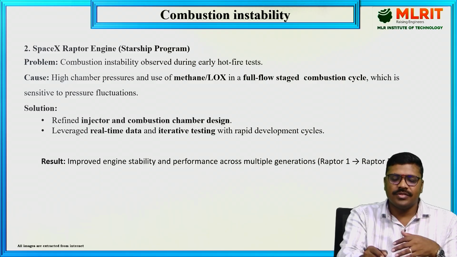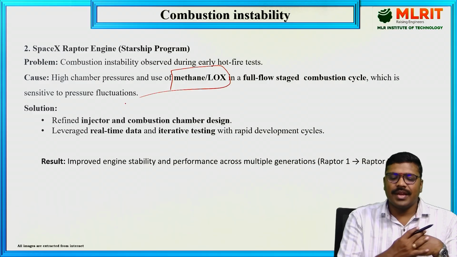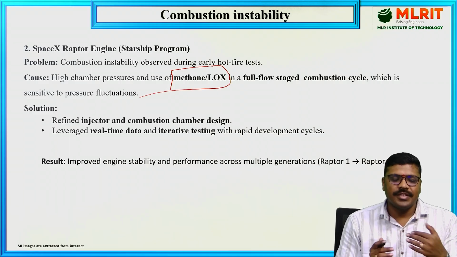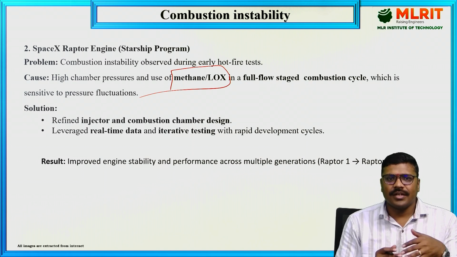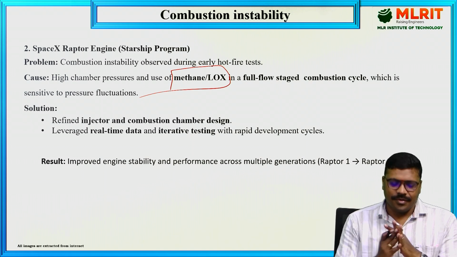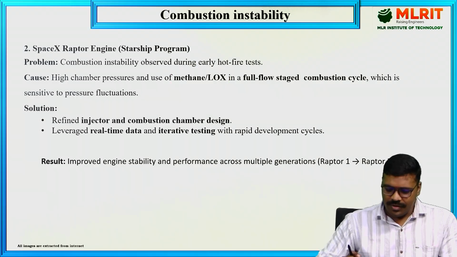Here the problem arises due to the high pressure design: the combustion chamber is designed for high pressure, and also the propellants are methane and LOX. So the methane propellant system, that is the injector. They redesigned the injector and combustion chamber so that combustion instability is avoided. So this is another real world example.